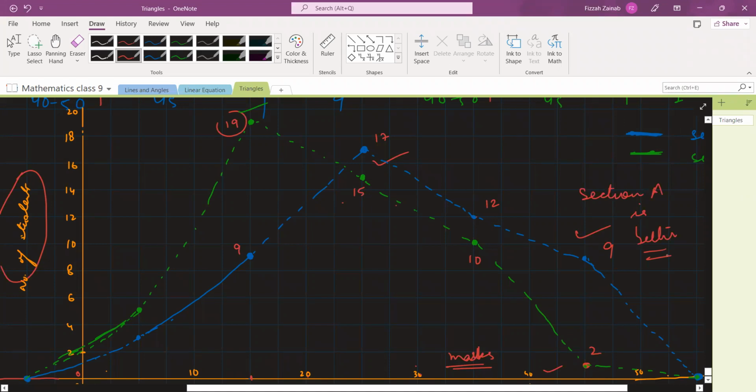See, graphs are not that simple. You have to analyze the whole picture here, okay? Don't look at the height. You have to understand the meaning of this graph.